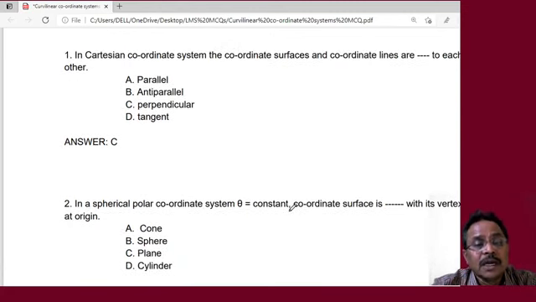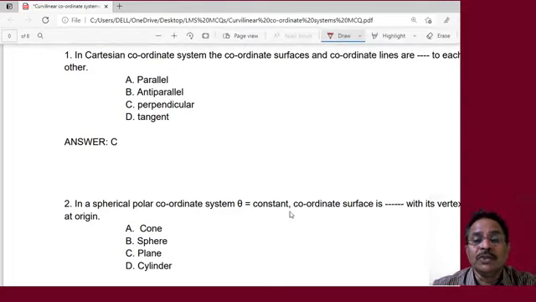In the Cartesian coordinate system, the coordinate surfaces and coordinate lines are dash dash to each other. 4 options are given: A parallel, B anti-parallel, C perpendicular, and D tangent. So you have drawn this diagram earlier. We show in this case of Cartesian coordinate system, there are 3 axes: x-axis, this is y-axis, and this is the z-axis, or you can take any orientation.